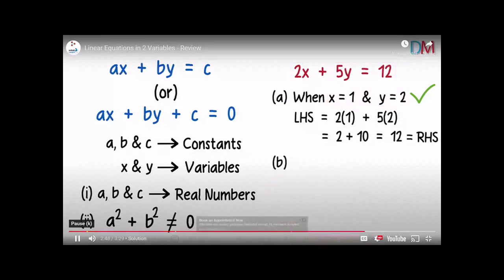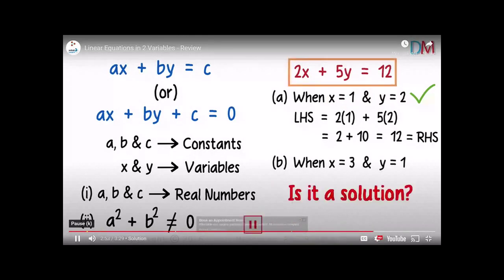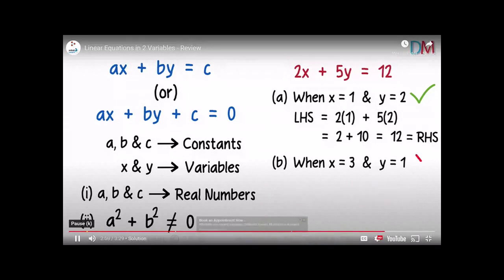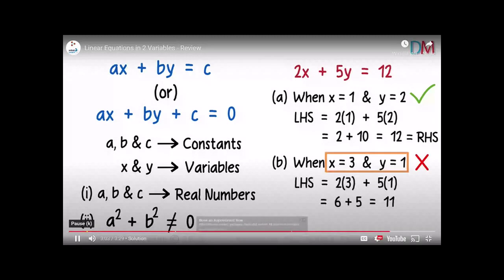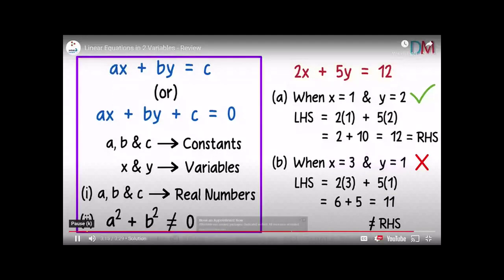Can you tell me if x equals 3 and y equals 1 is the solution to this equation? Yes or no? No, ma'am. The answer is no. If we substitute these values on the left-hand side, we get a value of 11, which is not equal to 12. So this pair of values is not a solution to this equation. Now that we have a basic idea about linear equations in two variables, we can move on to looking at pairs of linear equations in two variables.